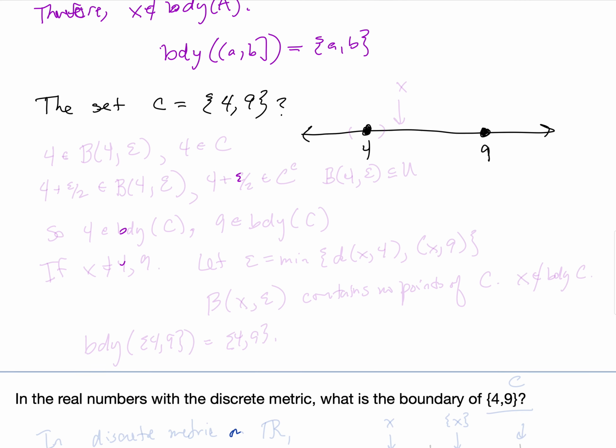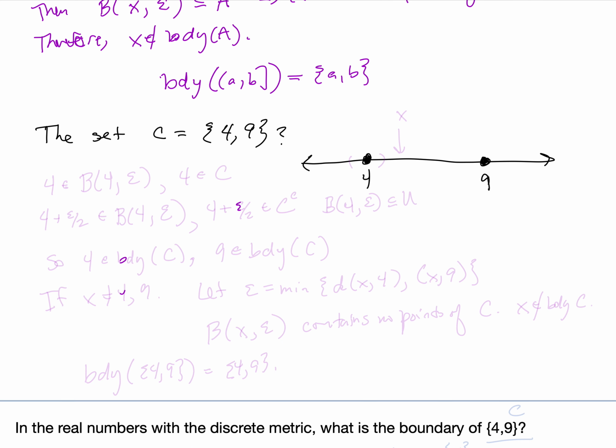What about the set C containing the elements 4 and 9? If we take any open set U containing the point 4, then that would also contain some ball centered at 4 of radius epsilon contained in U. And if we take that ball centered at 4 of radius epsilon, we see that 4 is, of course, an element of it. Let's say that 4 plus epsilon over 2 is also an element of this ball. 4 is an element of the set C, and 4 plus epsilon over 2 is an element of C complement. And so that tells us that yes, 4 is in the boundary of C.